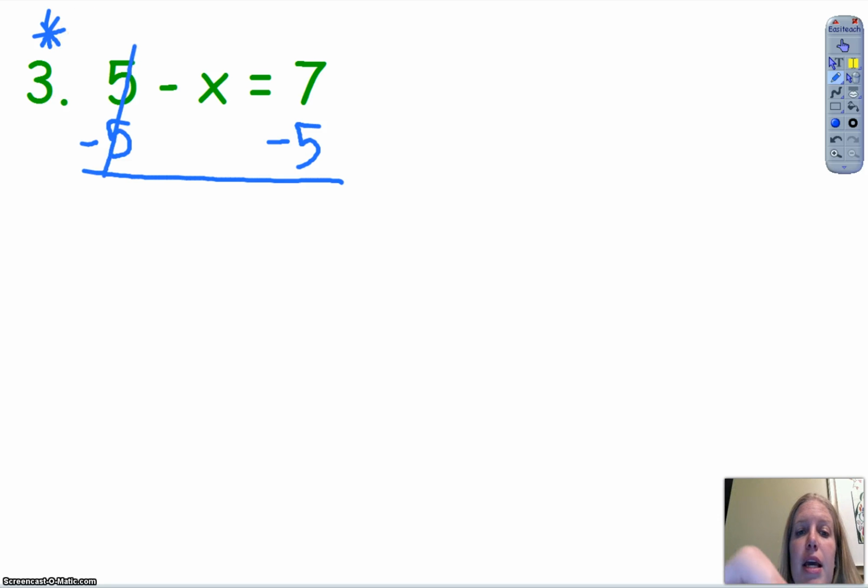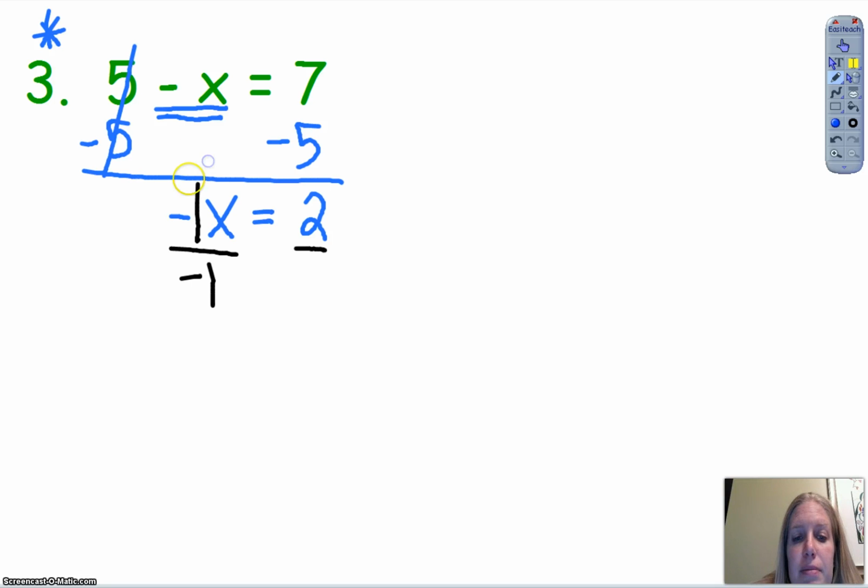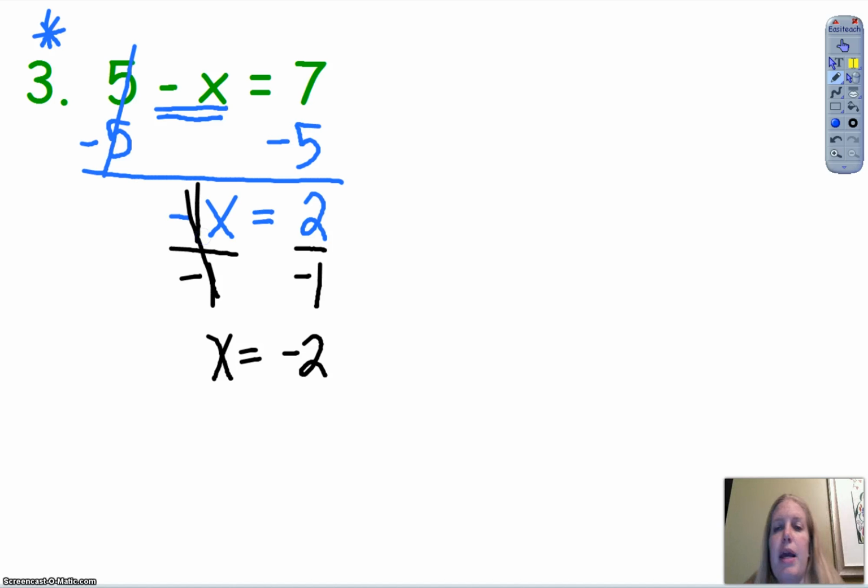Those cancel out. 7 minus 5, I'm left with 2. This is why I say this is also tricky, because what you're left with here is negative x, not just plain x. Now, you could think of this in 2 ways. You could think of this as negative 1, and you could divide both sides by negative 1. x equals negative 2. That's one way. The other way is to think this is the opposite of x, so I just take the opposite on both sides.